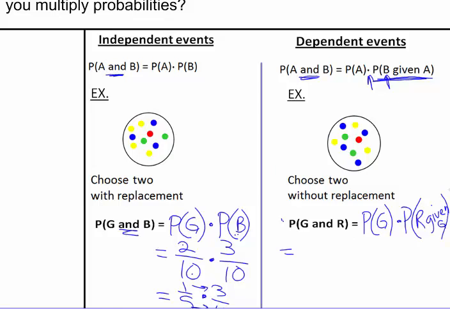So, probability of green. There are 2 greens with a total of 10 in the bag. So 2 out of 10 times the probability of red. Now remember, I kept the first one that I drew. So now, how many are in the bag? We only have 9. The first one I picked was a green one. Now there are only 9 left in the bag, so what's the probability I get red? 1. Only one of them is red.